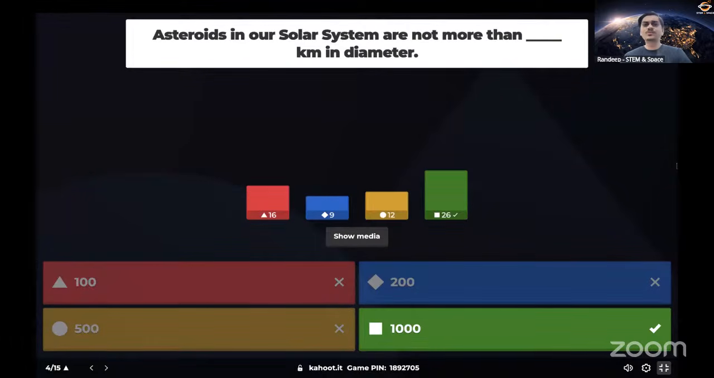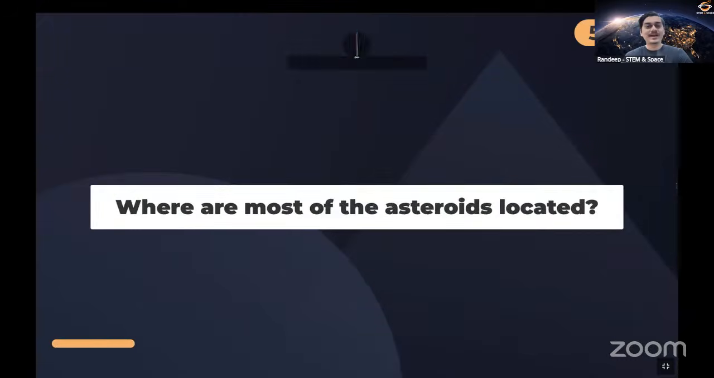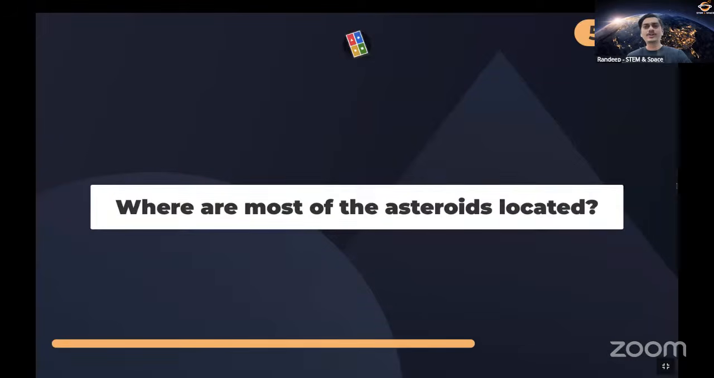And the correct answer is 1000 kilometers. Just now, even during the recap, I showed you that even the largest asteroid is not more than 950 kilometers in diameter. So, of course, none of them is more than 1000 kilometers in diameter. Let's move to the next one. Where are most of the asteroids located?